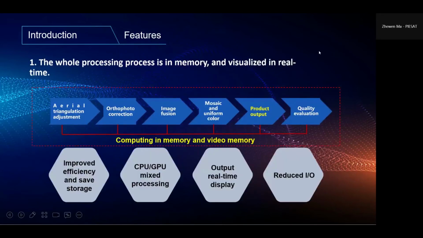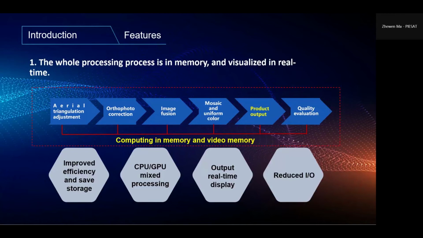So we'll move to the first, that the whole processing can be completed in memory and can be visualized in real time. You can see there's a standard workflow displayed here that you are normally expected to start with the aerial triangulation adjustment and then move to the orthophoto correction, the image fusion, the mosaic and the uniform color, and finally output your product and then do the quality evaluation to determine whether this result is satisfied and can be used as a final output.